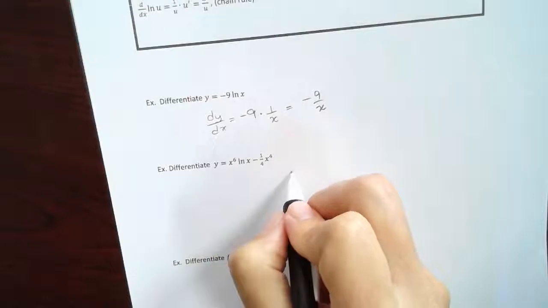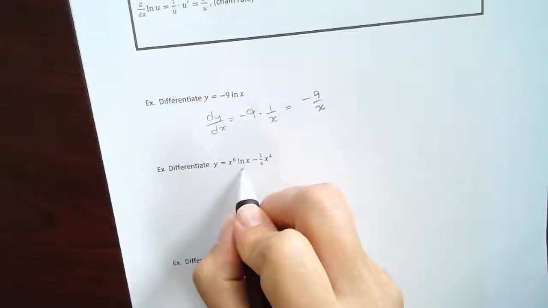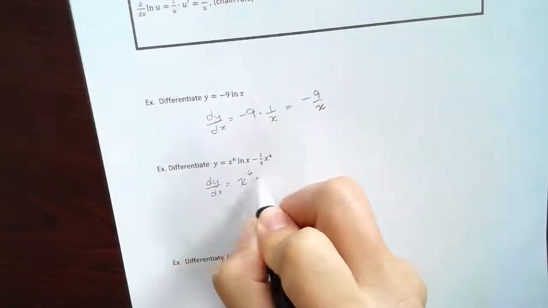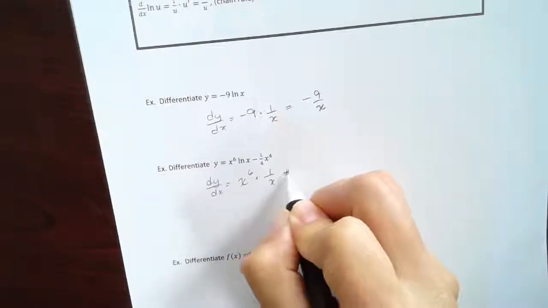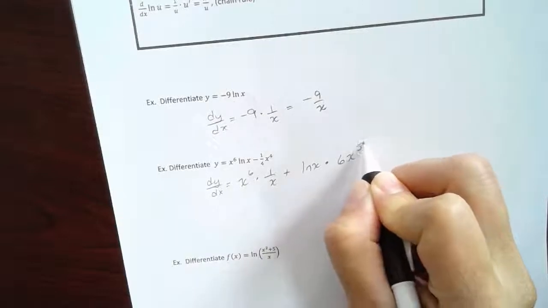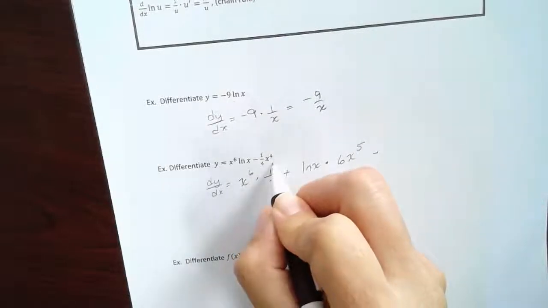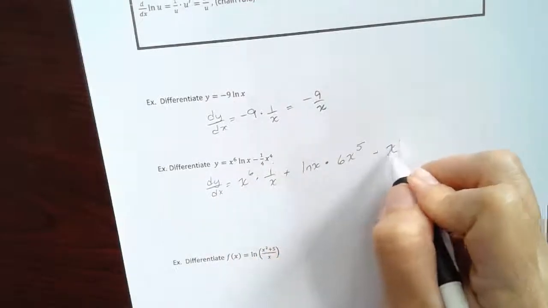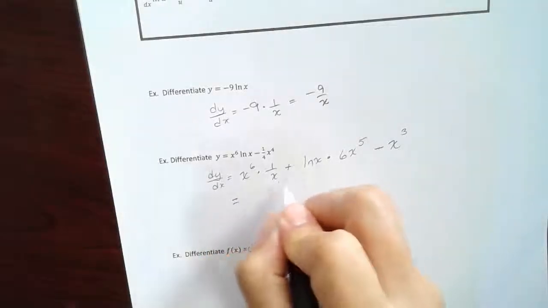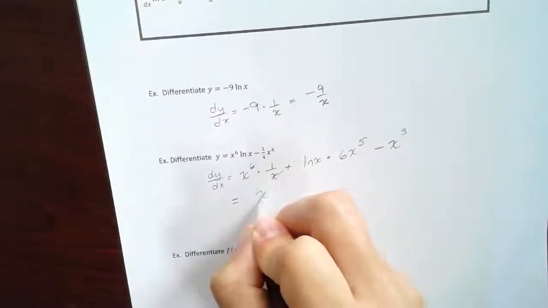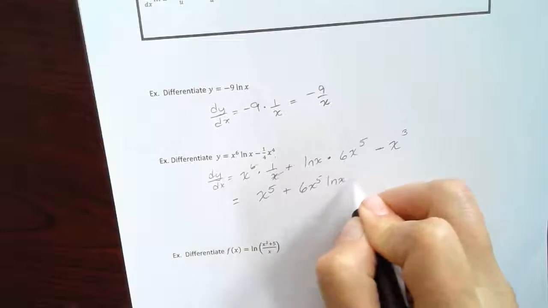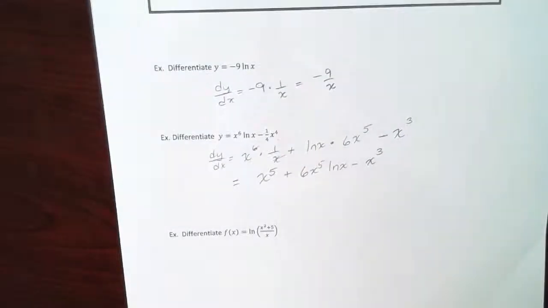For our second example, looks like we've got product rule here. So dy/dx is going to be equal to the first times the derivative of the second. Derivative of ln x is 1 over x, plus the second, ln x, times the derivative of the first, which will be 6x to the 5th power, minus the derivative of the second term. So 4 times 1/4 is 1, x cubed. Okay, so let's clean this up a little bit. This is going to cancel with one of these, making this x to the 5th, plus 6x to the 5th ln x minus x cubed.